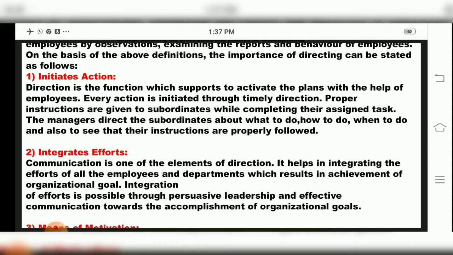No. So over here, integrates efforts. In this point, communication plays an important role, an integral part of direction. So integration of efforts is possible when we have proper communication skills. Persuasive leadership and effective communication will lead to accomplishment of goals, children. So this is the second important point in directing, children.